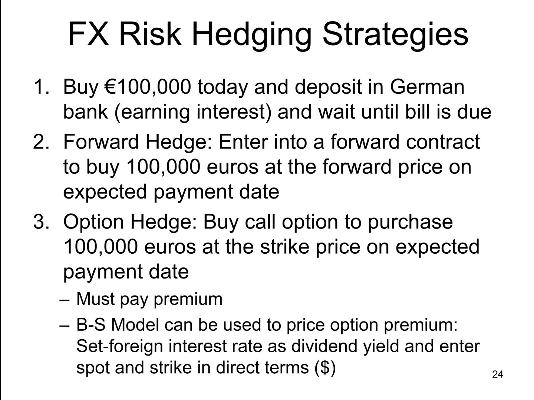So what are some hedging strategies for Ingersoll Rand? Well, they could have bought the $100,000 today and deposited it in a German bank earning interest and just wait until the bill was due. And that way they wouldn't care what the exchange rate was, but they'd have to use up their cash today.